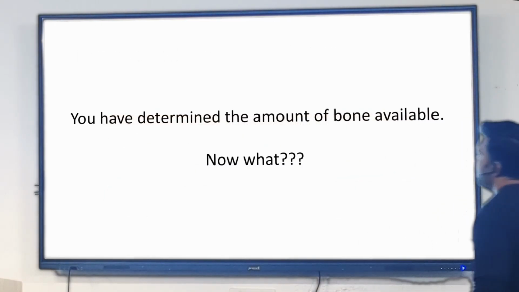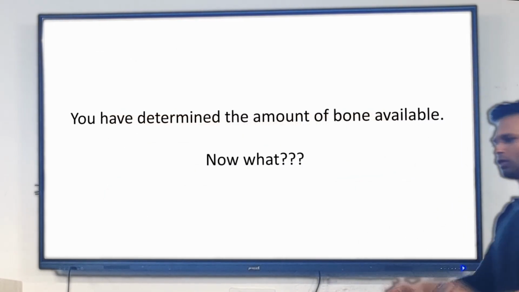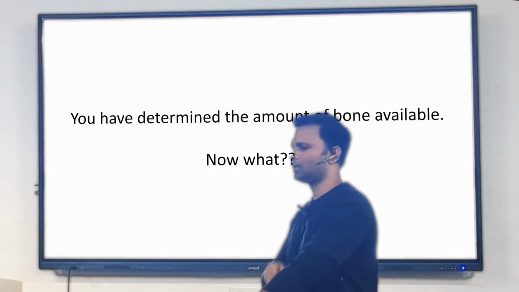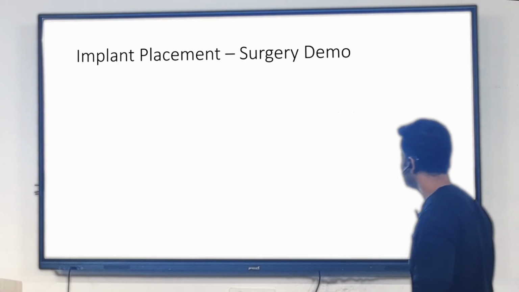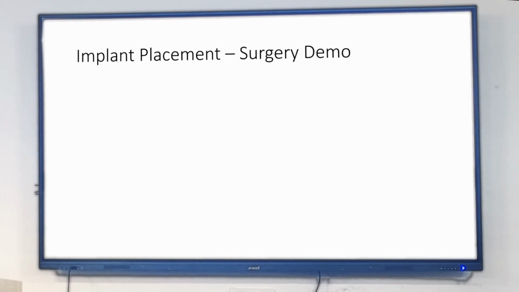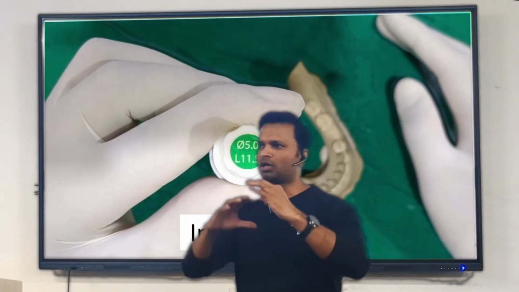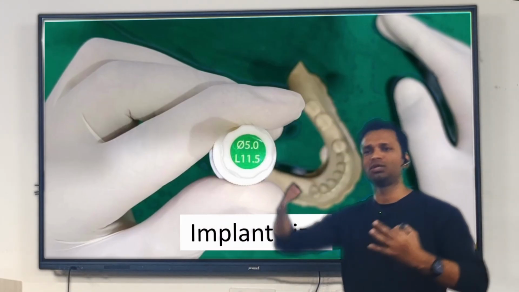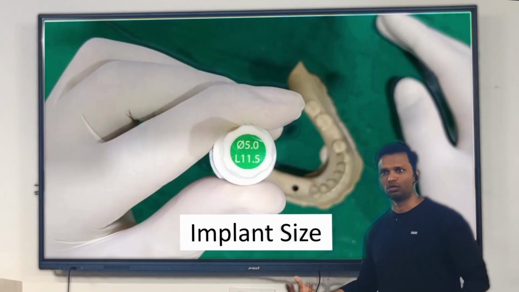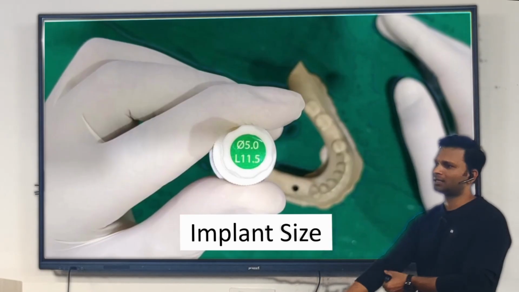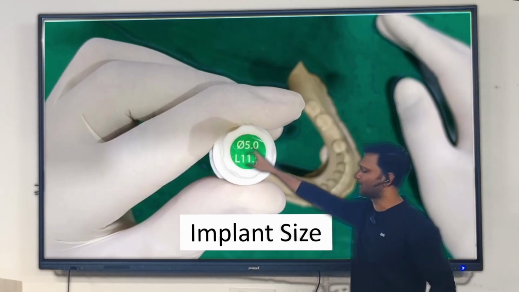Okay. So you've determined the amount of bone available in the patient's mandible or maxilla. So I'm going to show you the implant surgery demo. Before that, once you decide what amount of bone is available, based on that you decide the implant size that you're going to place. Every implant packaging is going to mention the size of the implant.